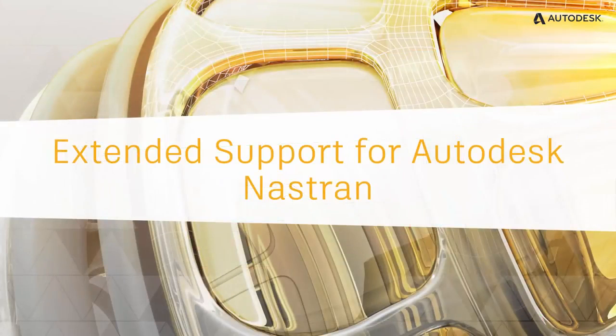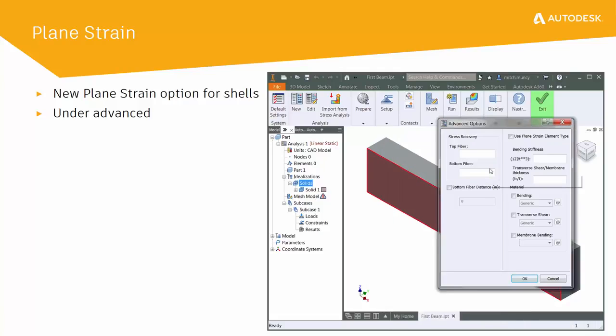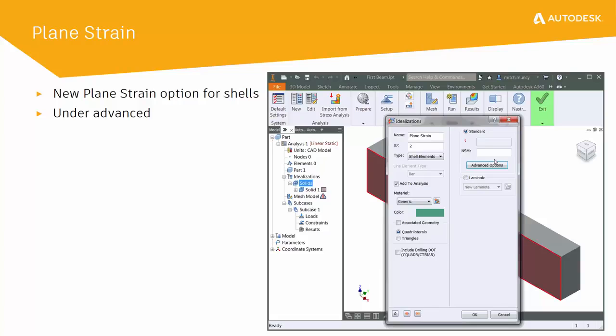The last set of enhancements we'll be looking at are related to the Autodesk Nastran solver. Plane strain elements allow you to simplify your model by representing thick solid geometry with shell elements. Using the shell idealization on Autodesk Nastran in CAD, you can now select the plane strain formulation under the advanced options.